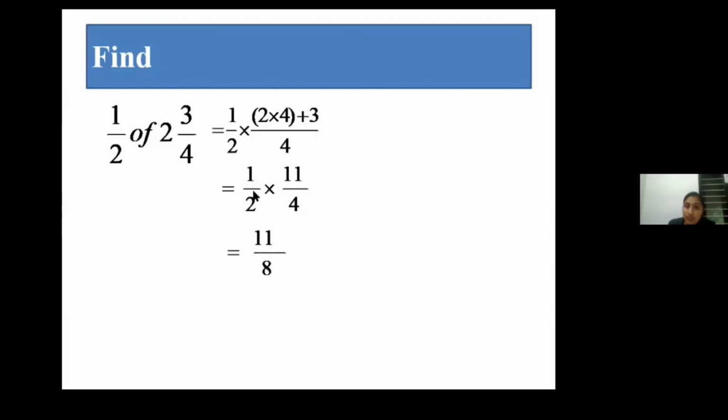Here is the multiplication of two fractions. For multiplying two fractions, we have to find the product of numerators by the product of denominators. That is 1 into 11 is 11. 2 into 4 is 8. Is it clear?